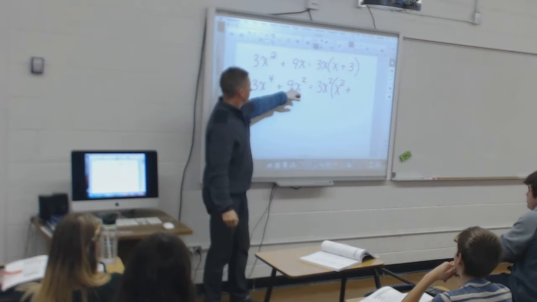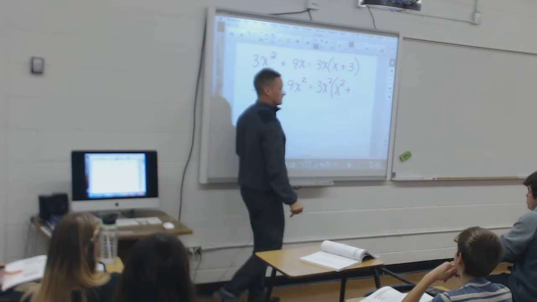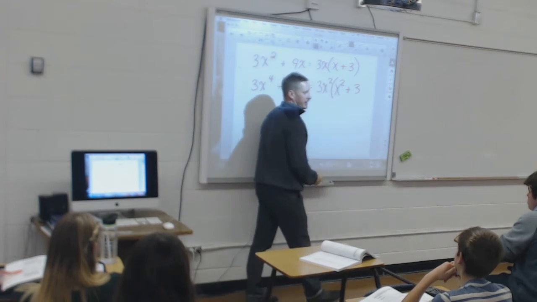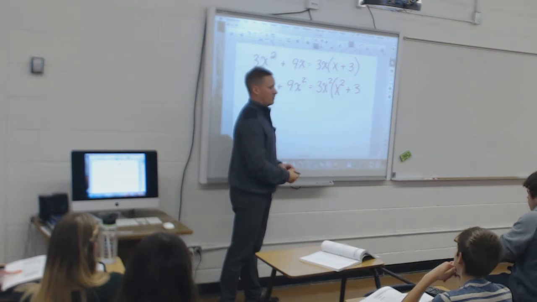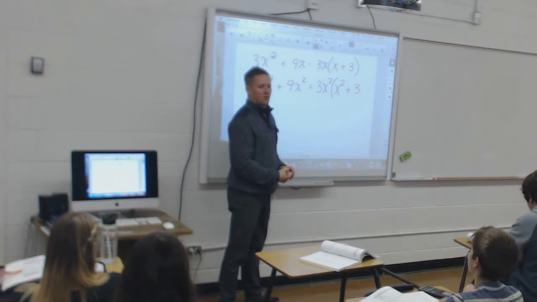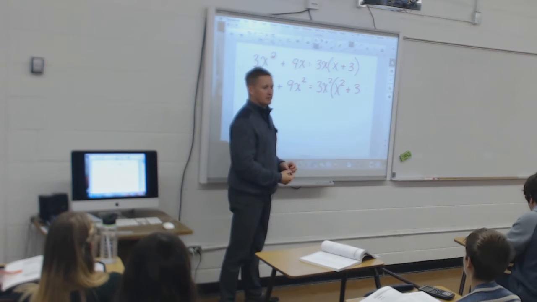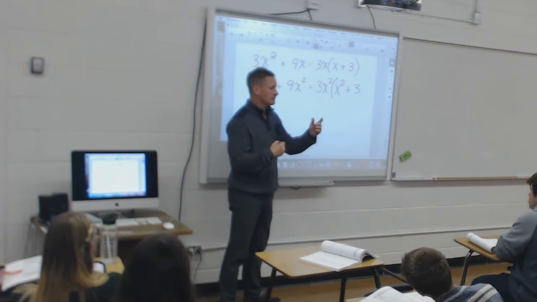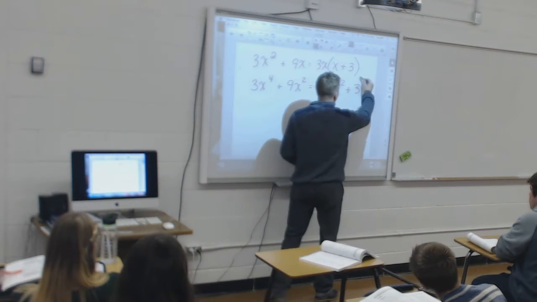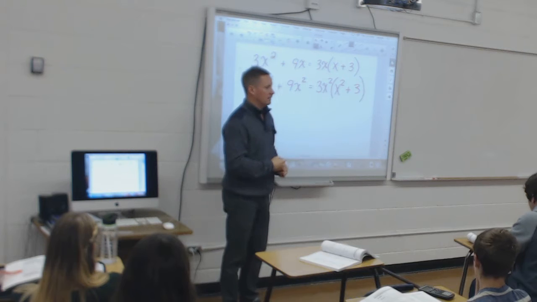Plus 9 divided by 3? 3. X squared divided by x squared? One. Anything divided by itself is 1, so I don't even have to put it in there.